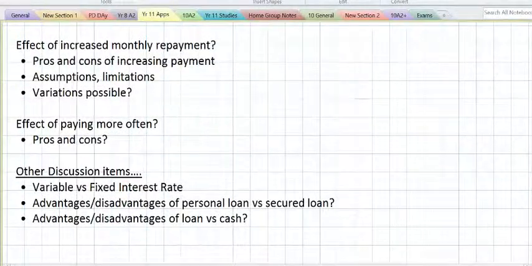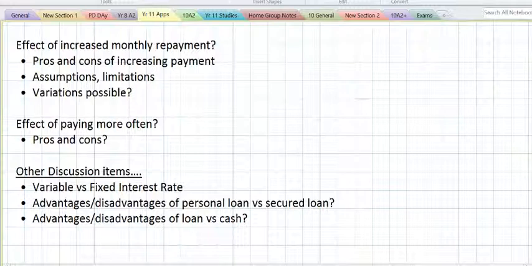Other things you might want to talk about, just throwing suggestions out there, is what's the difference between the fixed and variable interest rate and what sort of loan is yours? It should say in the fine print. What are the advantages, disadvantages of a personal loan or a secured loan?